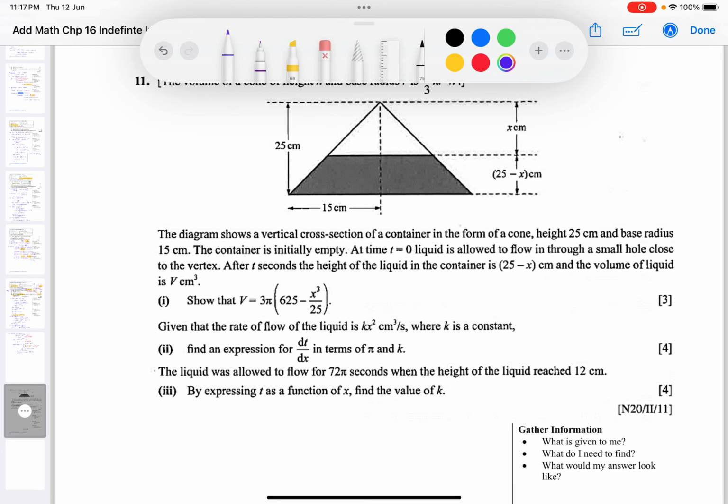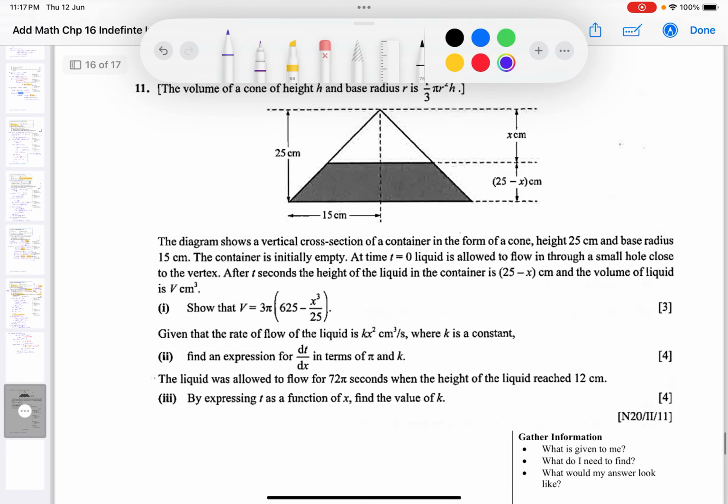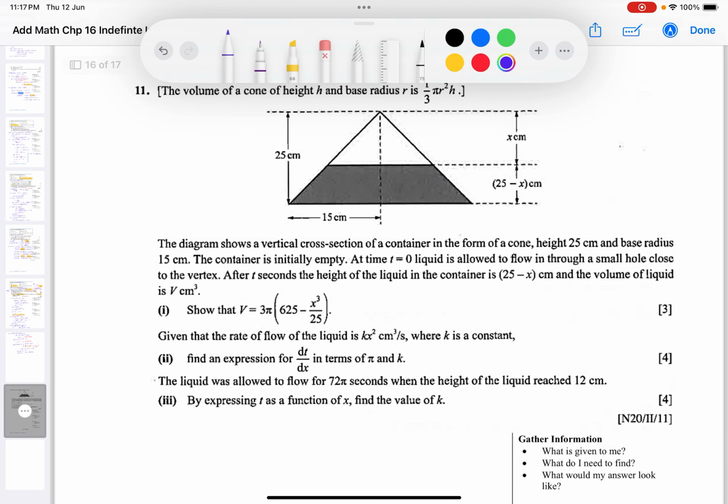Okay, we'll now be doing question 11. The volume of the cone is given by the formula. Okay, so in A math, they always give the formula for volume of cone. Okay, the diagram shows a vertical cross section of a cone in the form of a cone of height 25 cm and base radius of 15 cm.